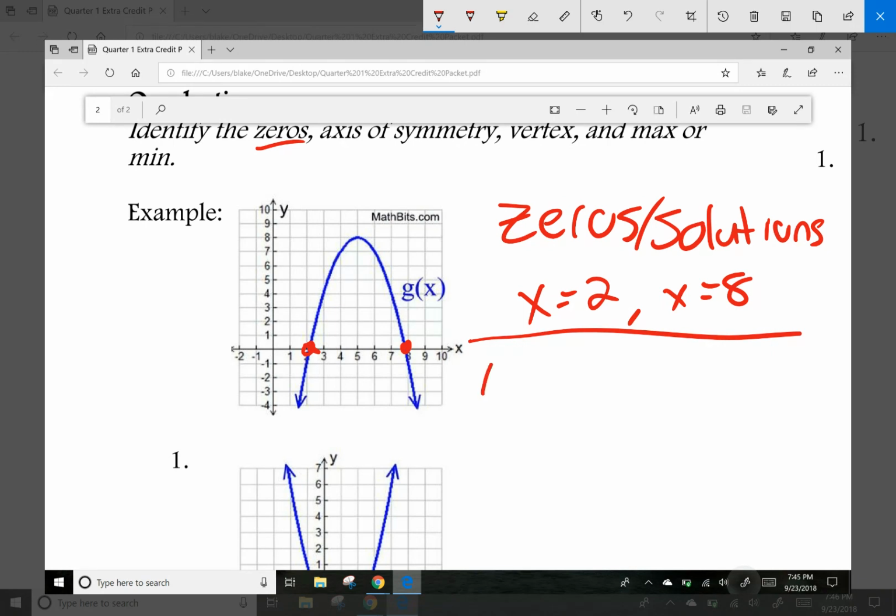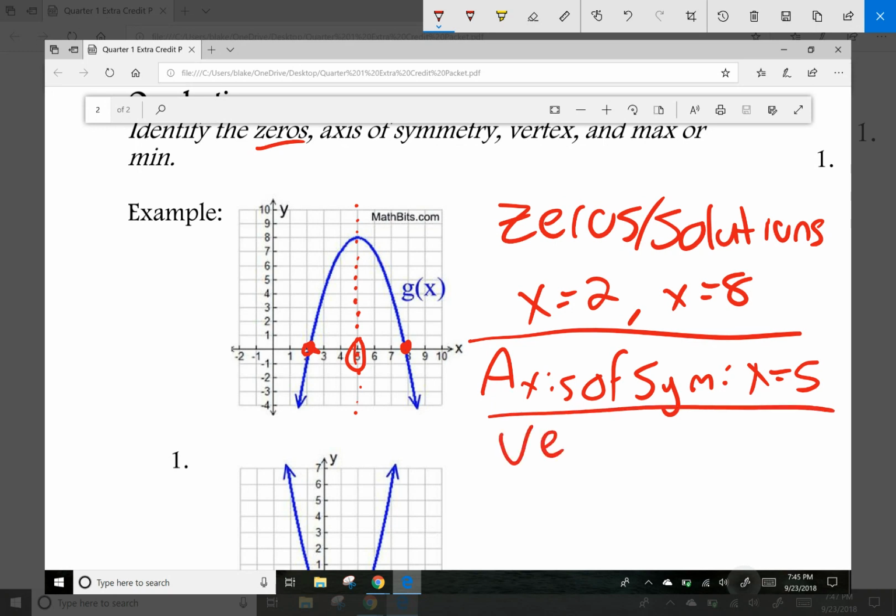Now let's look at the axis of symmetry. The axis of symmetry is the line that splits right down the middle of my function, that splits the parabola right in half. And that's going straight through 5 on the x-axis. So the axis of symmetry is x equals 5. It's not y equals, it's always x equals, because we're going through the x-axis, not the y-axis.